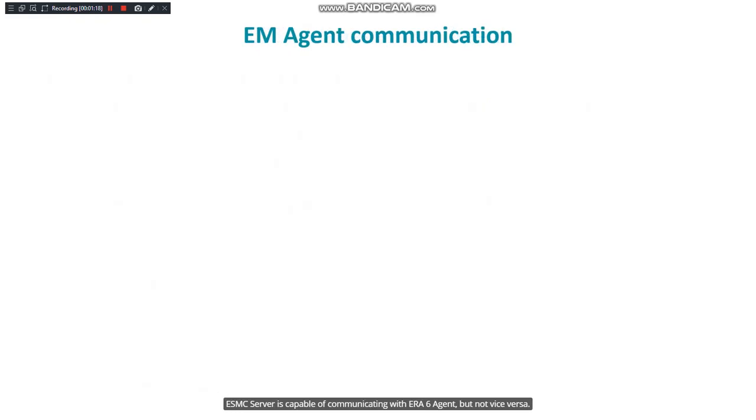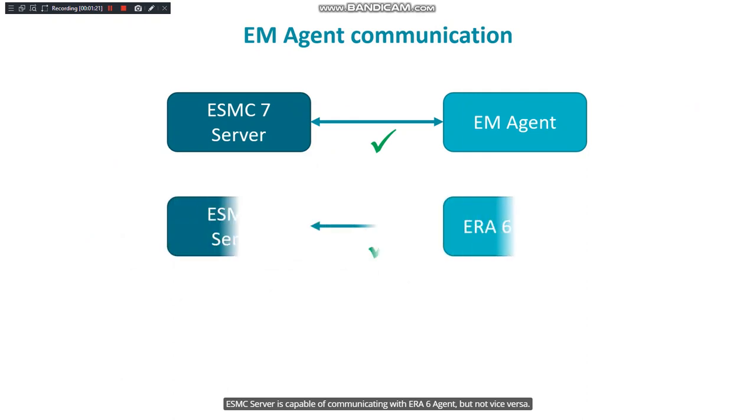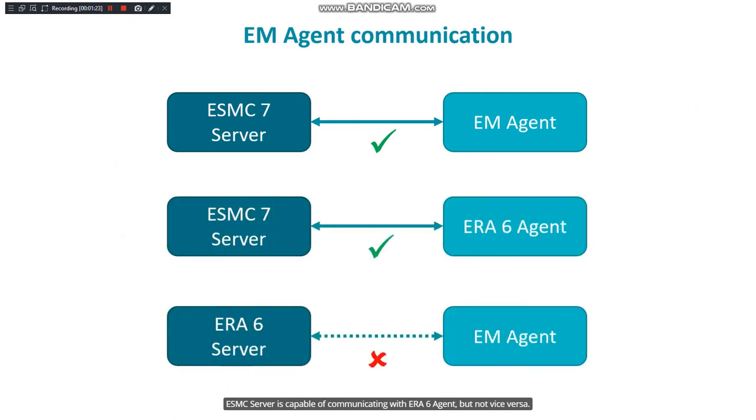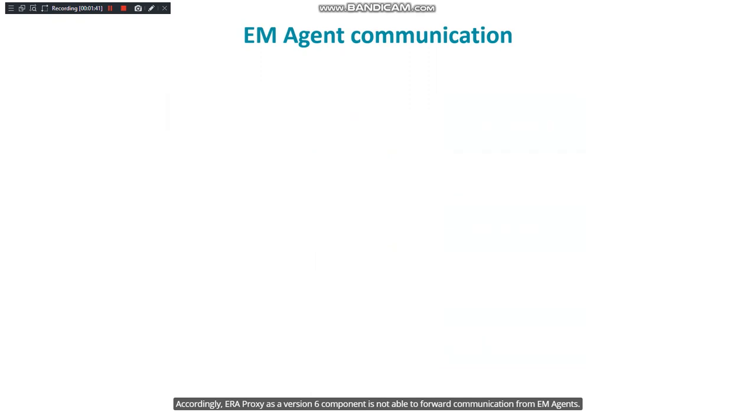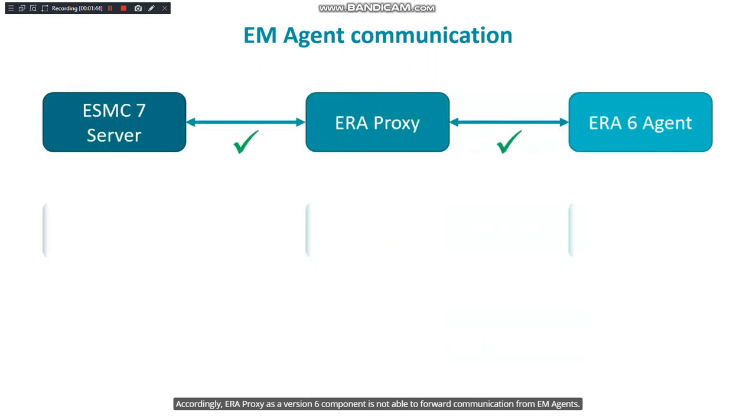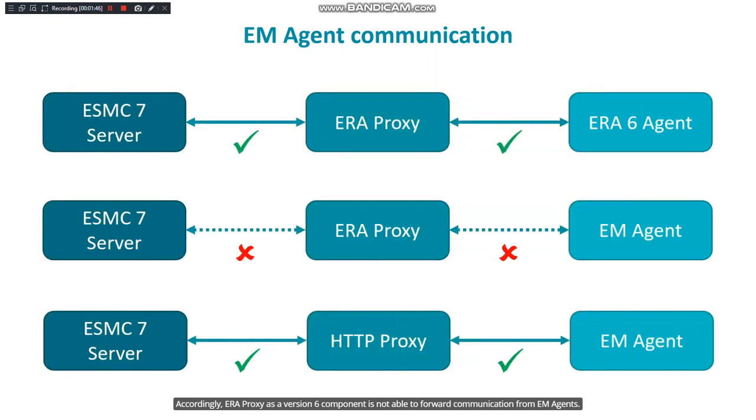ESMC server is capable of communicating with ERA 6 agent, but not vice versa. ERA server is not able to read communication from EM Agent due to the new communication protocol. Therefore, when migrating ERA 6 environment to ESMC 7 environment, always upgrade the server component first. Accordingly, ERA proxy as a version 6 component is not able to forward communication from EM agents. In version 7, HTTP proxy serves for communication forwarding.